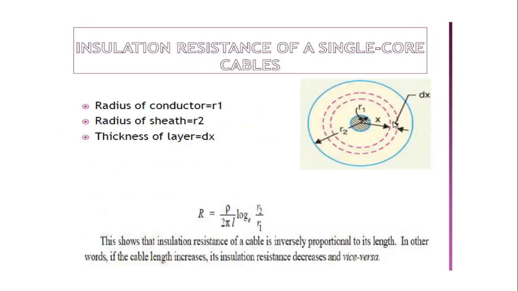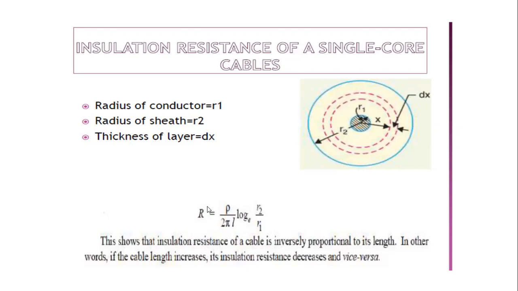Here dx is the thickness of the layer, R1 is the radius of the conductor, and R2 is the radius of the sheath. This is the conductor, and this is the insulation around the conductor. Therefore R2 is the radius of the sheath, R1 is the radius of the conductor, and dx is the thickness of the layer.